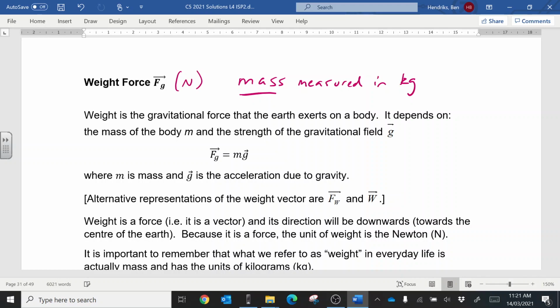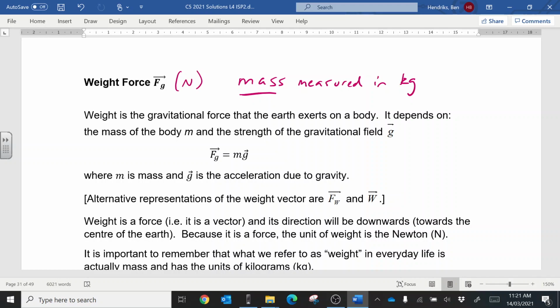So for example, if you went to the moon in a rocket, your weight force would be less, but your mass would still be the same. Your mass, whatever you measure yourself to be in kilograms, will be the same on the moon, but the weight force that you experience will be less. So that kind of brings us to saying what the weight force actually is.